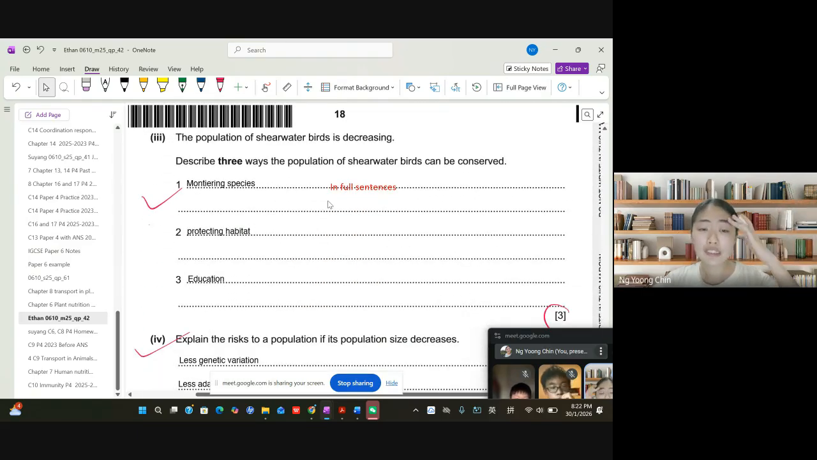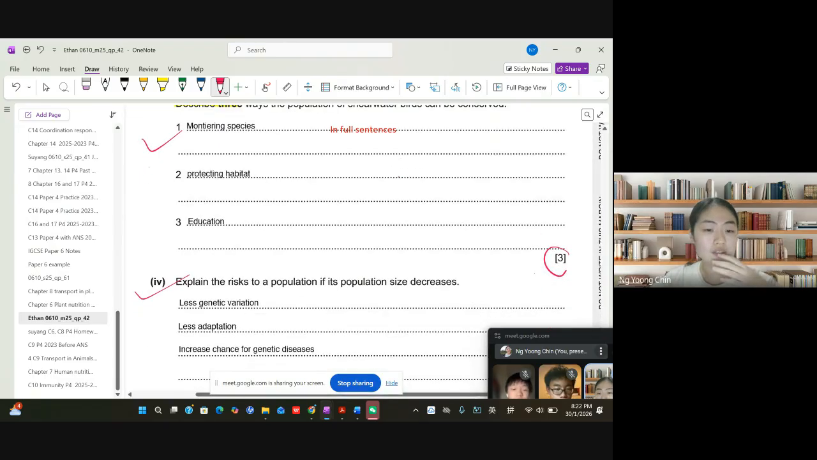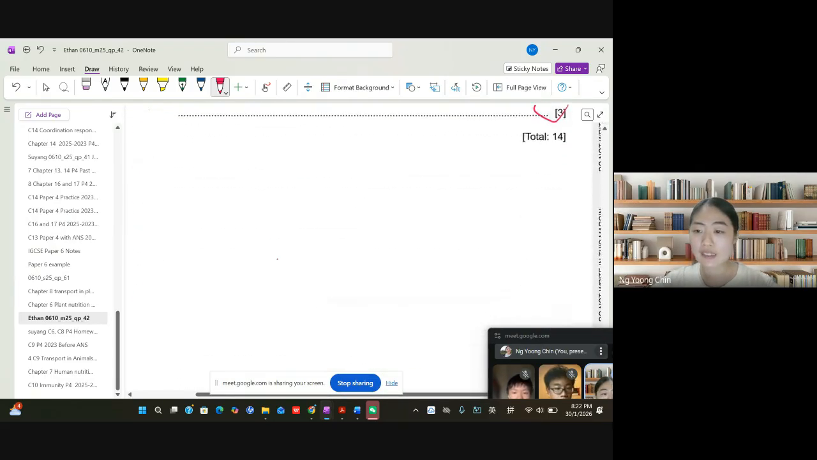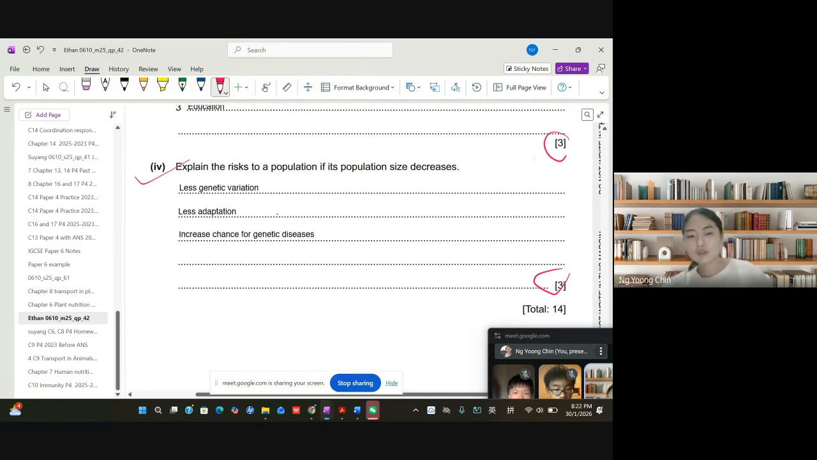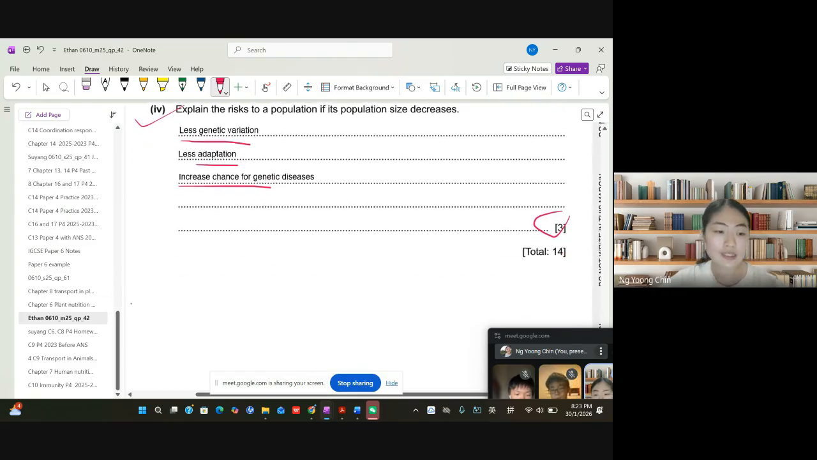And for this one, whenever the question asks you to describe or explain, better write in full sentence. Even though your keywords are all correct, I worry they will deduct your mark. Simple sentences are also fine. And for this one also, better write in full sentence. You can design your own sentence, just show the keywords. Okay, so that's all.